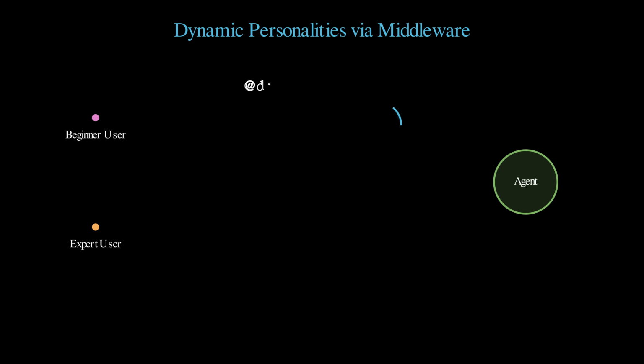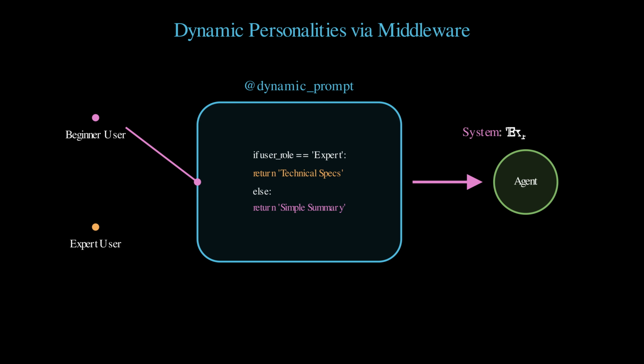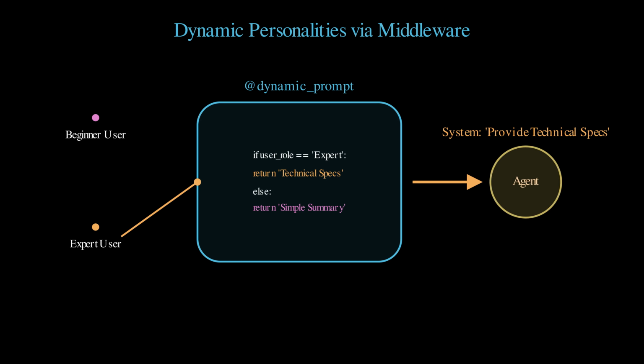But what if I need the personality to change? Like if I'm talking to a beginner, I want a simple explanation. If I'm an expert, I want the technical specs. You can use middleware again. There's a decorator called @dynamic_prompt. It lets you inspect the context, say the user role variable, and generate the system prompt on the fly. So if user role is expert, the prompt becomes provide detailed technical responses. Man, middleware is really doing all the heavy lifting in these advanced configurations. It really is. It's the key to making everything extensible.